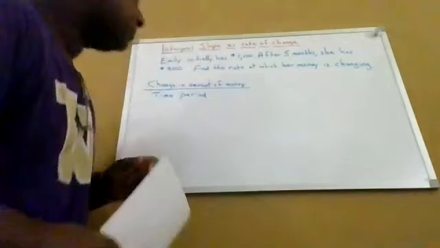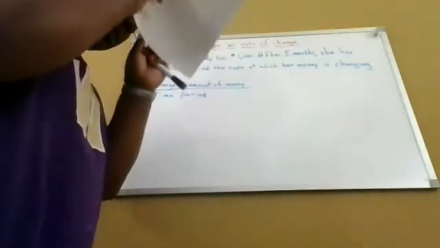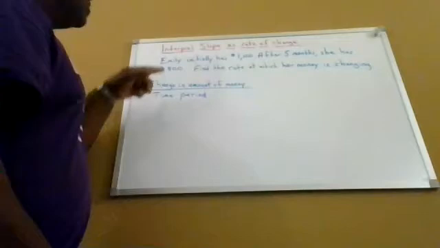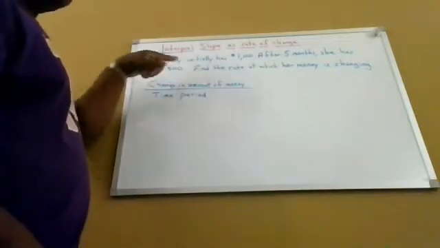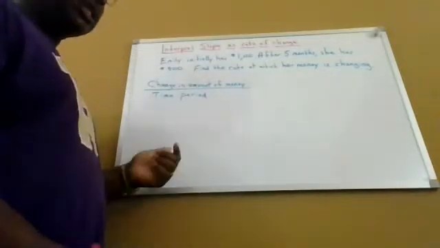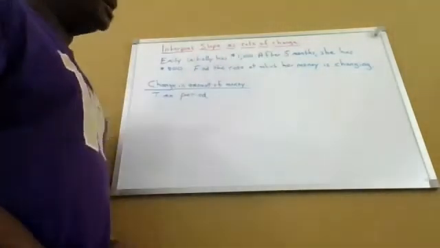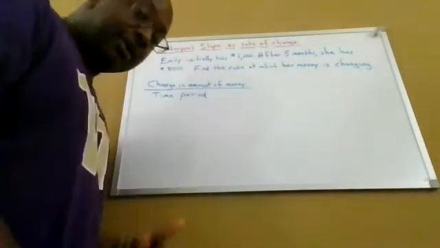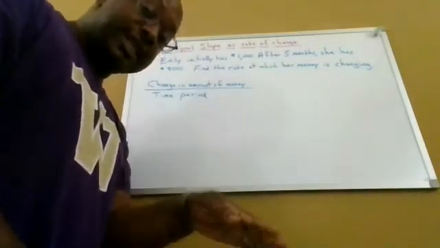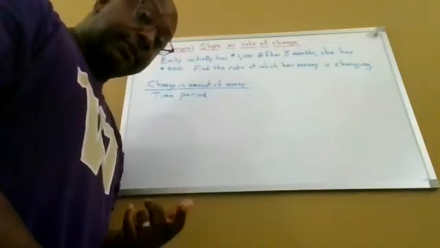Well, if you look up here on the whiteboard, you see we have what I just read, that Emily initially has the $1,100. After 5 months, she has $800. So we can see that the amount of money she has is decreasing, okay? So that means the rate is going to be negative.